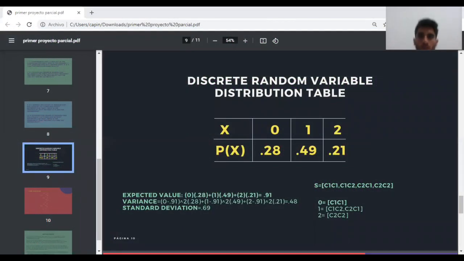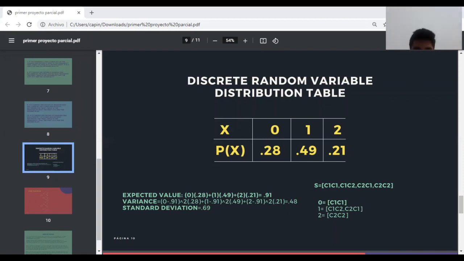Thank you. So now we got the discrete random variable distribution table, and in the table you can see the values of x that are 0, 1, and 2, and the probabilities of x that are 0.28, 0.49, and 0.21.